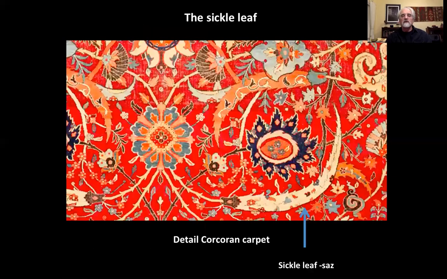We started the talk with the saz leaf carpet, the sickle leaf carpet, and here you see a blow up of that. This is from that rug. Here's the serrated leaf, the detail from the Corcoran. And this is actually a motif that emerges in Central Asia in the 6th or 7th century AD, but then makes its way throughout the entire weaving world and became very popular. And you see it in all sorts of formats.